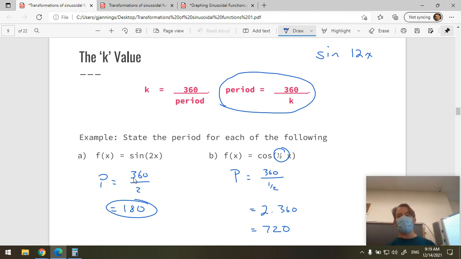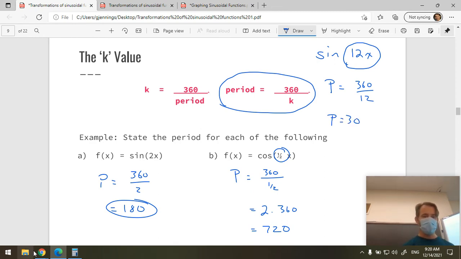So we look at this and we say, if that were to equal 360, that would be one full period. And that's where this formula comes from, right? Period is equal to 360 over k. So here, I would say the period is equal to 360 divided by 12, and Suraj just told us that's 30. Okay, so let's take a look at it in Desmos.